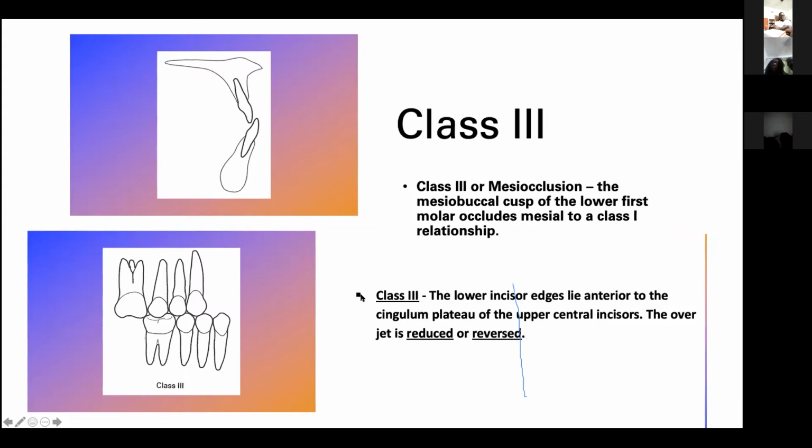And then we look at the anterior relationship for a class 3, which is the lower incisal edge lies anterior to the cingulum plateau of the upper central incisor. And the overjet is reduced or reversed. So if we look at this image here at the top, which is looking at the anterior relationship, we can see that now for a class 3, the lower jaw or the lower mandible lies in protrusion or more anterior to the upper maxilla.